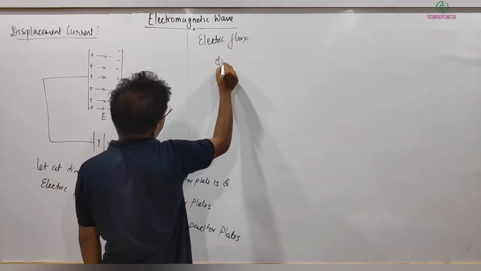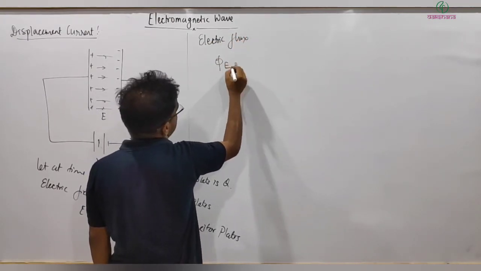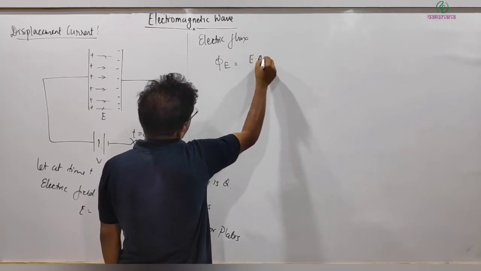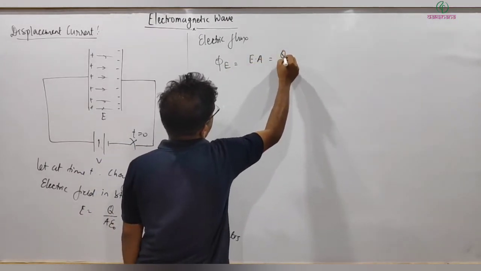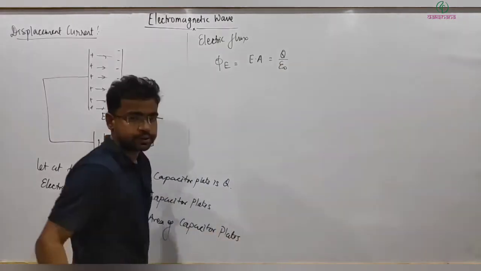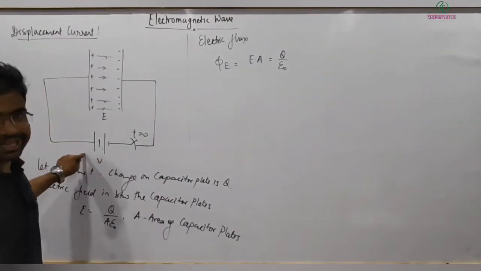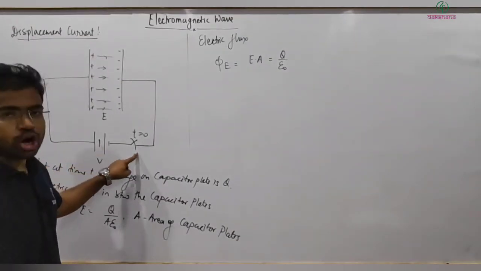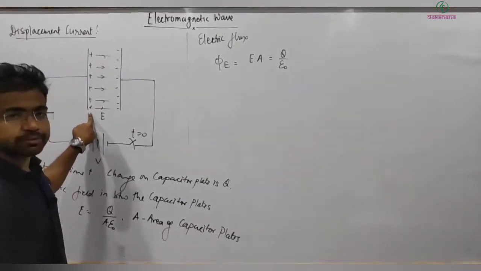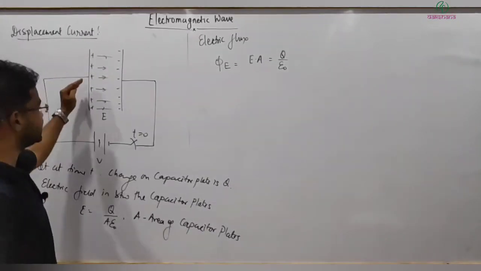That means phi E will be equal to what? This is E into A, and that comes out to be Q divided by epsilon naught. Right? And now you must agree here that when the switch is on, because initially the capacitor was uncharged, it will be slowly charging.